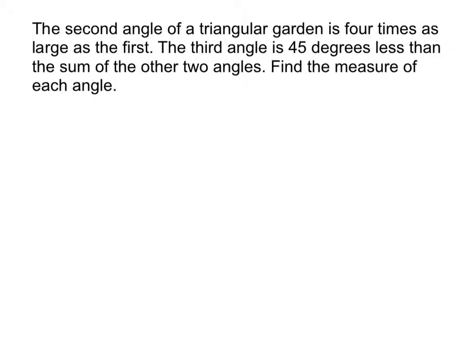In this problem, we will again be looking at applying an equation to a word problem. The second angle of a triangular garden is 4 times as large as the first. The third angle is 45 degrees less than the sum of the other two angles. Find the measure of each angle.